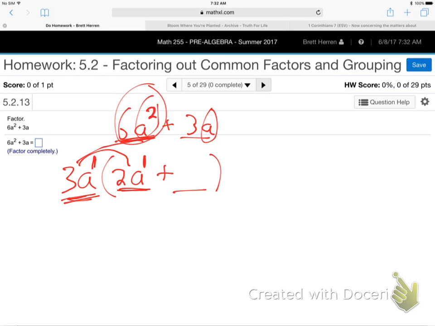And now, 3a times what will go back to 3a? Just a big old 1. Does that make sense? 3a times 1 is 3a. And we're done there. Because if you multiply times 1a, it will be 1a squared, right?